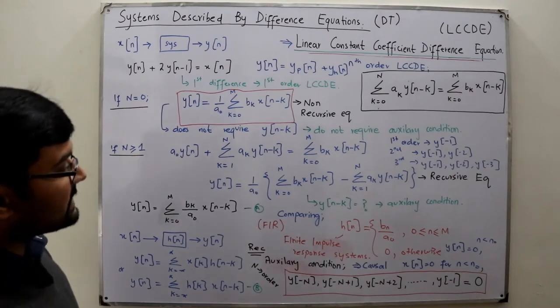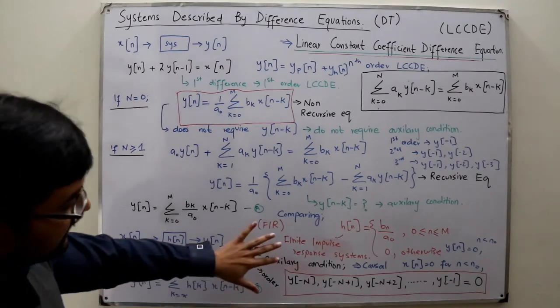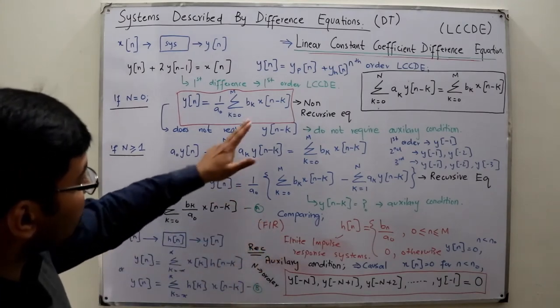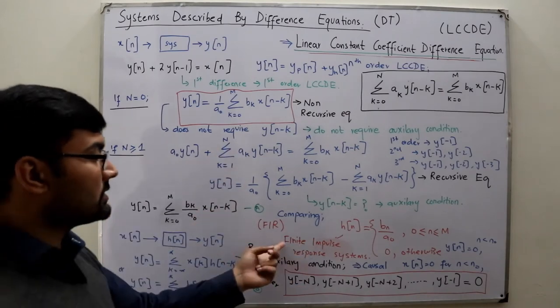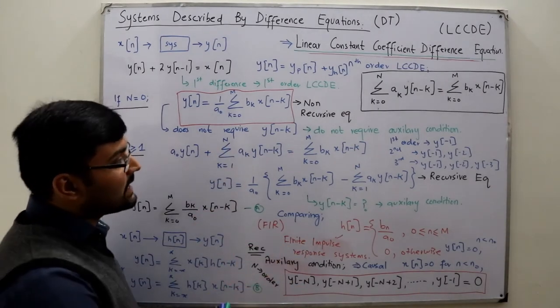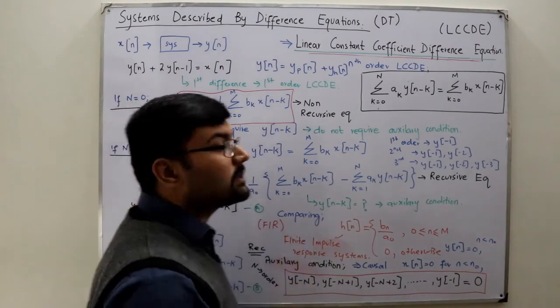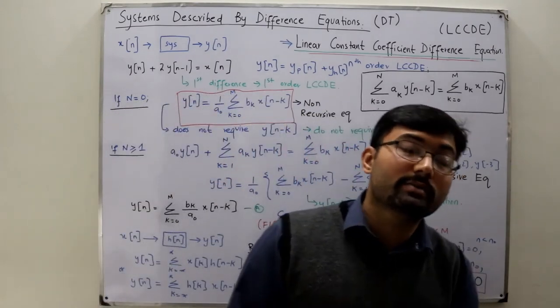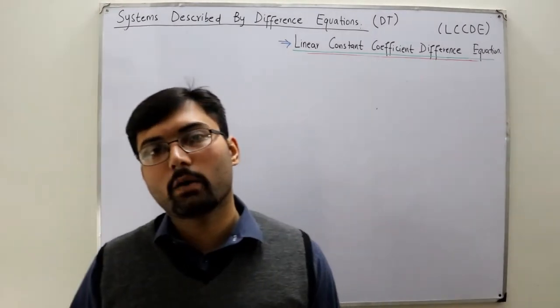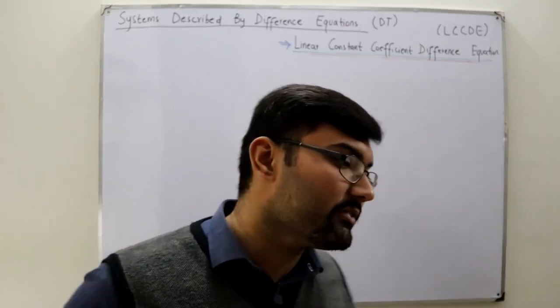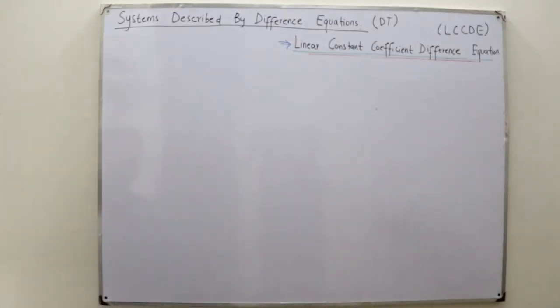We talked about the impulse response of non-recursive systems, which was a finite impulse response. We see the recursive system in the next. We would not be generalizing them, but we would be seeing a general idea of that. And now, continuing the discussion from the previous video, today I solve an example.